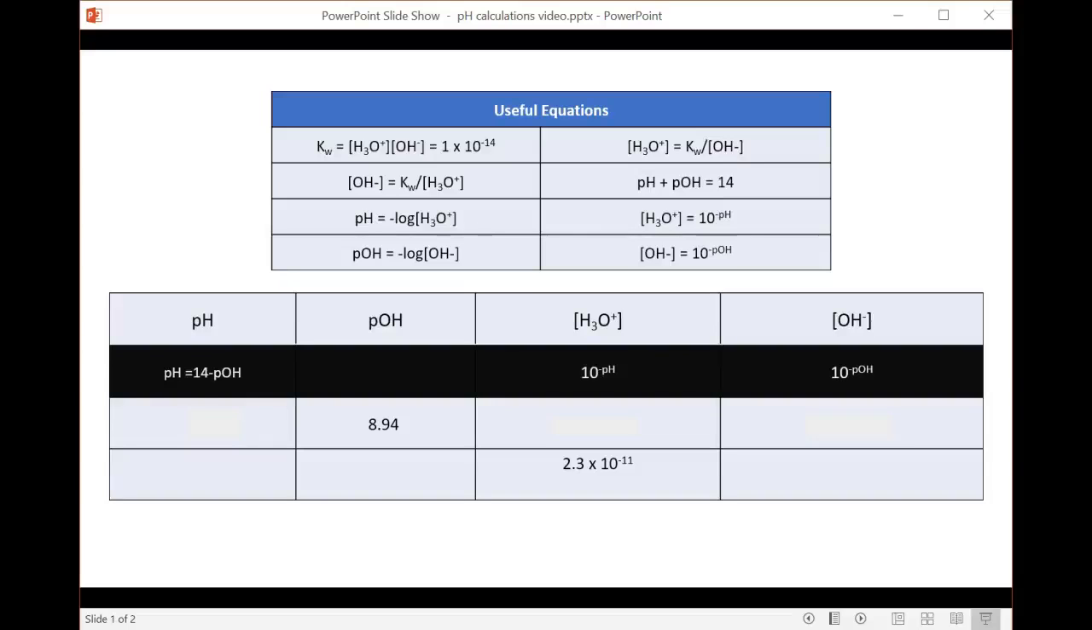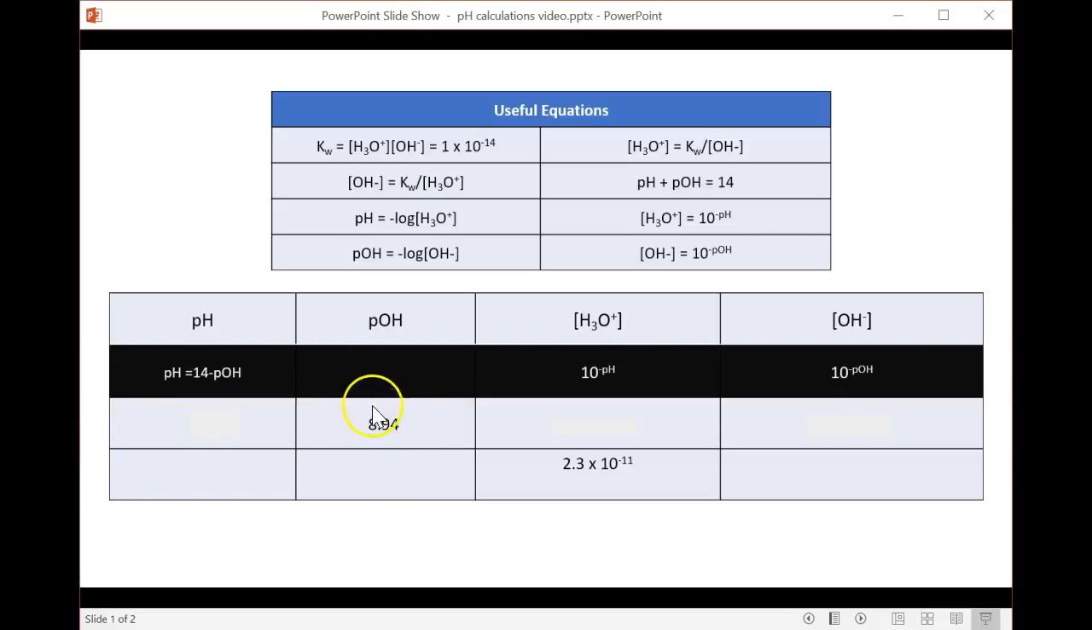Here's a short little video to show you how to do pH, pOH, hydronium ion concentration, and hydroxide ion concentration calculations. Because on the exam, I will give you a chart somewhat like this one down here that has pH, pOH, hydronium ion concentration, hydroxide ion concentration on it. And I will give you probably a couple different lines, and I will give you one of the values.